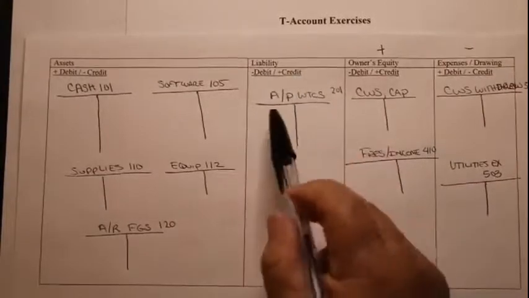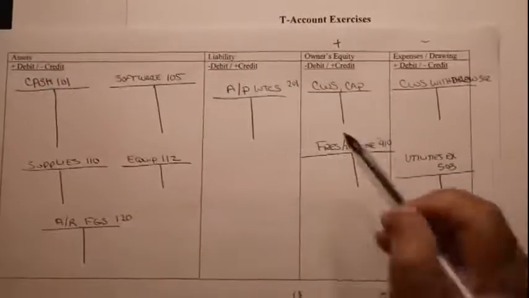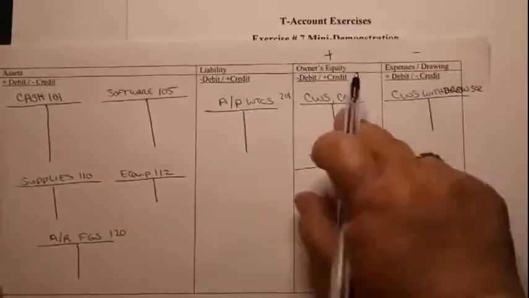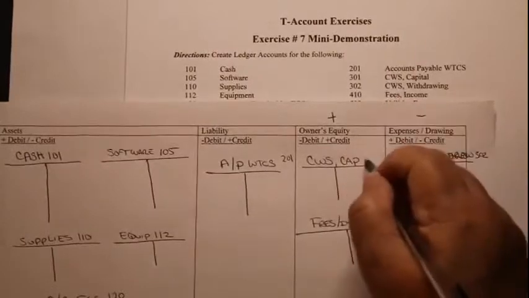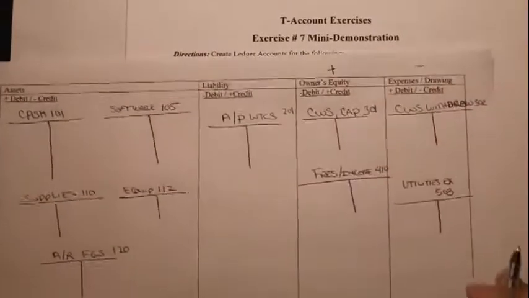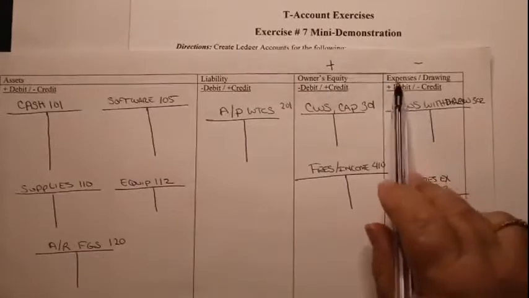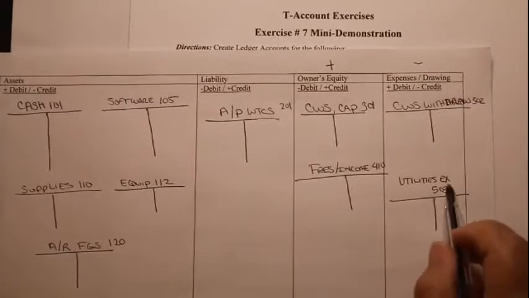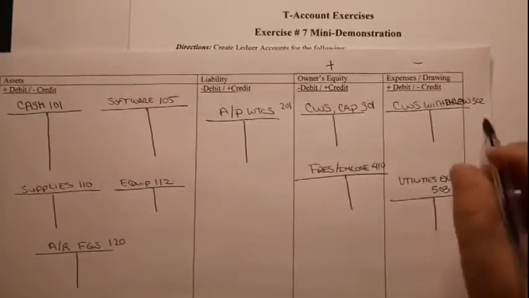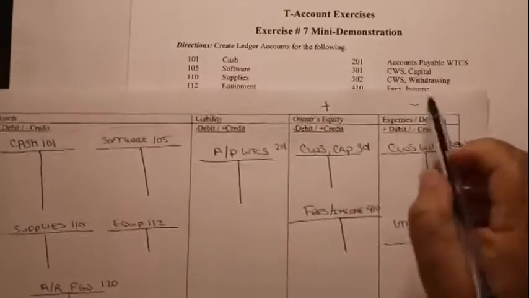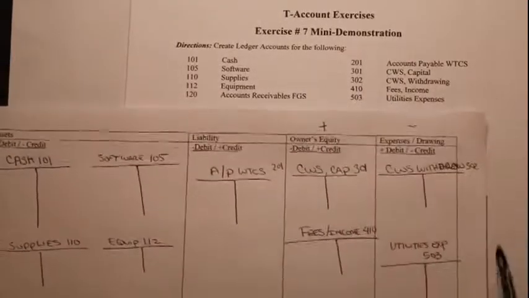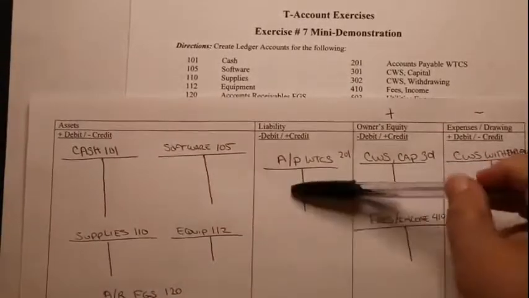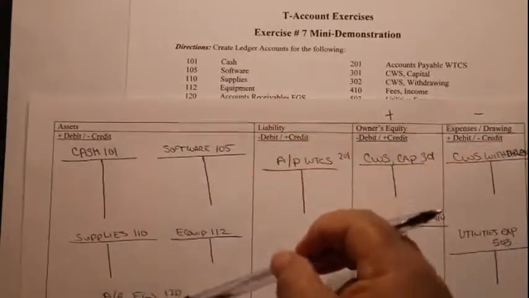My liability, I have my accounts payable. Owner's equity, remember, capital, and fees and income. Oops, I forgot to put the account number for capital. 301. There you go. And then under fees, expenses, drawing, I have withdrawing and utilities expense. 302 and 503. So let's make sure we have enough T accounts. 1, 2, 3, 4, 5, 6, 7, 8, 9, and 10. So we're good.